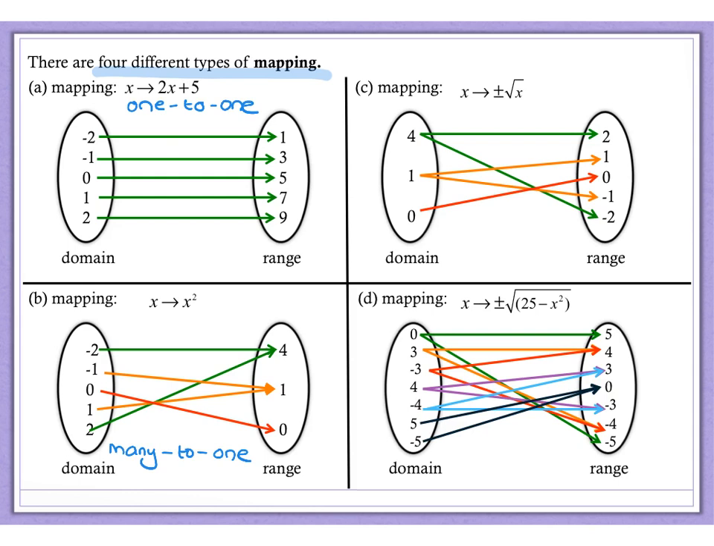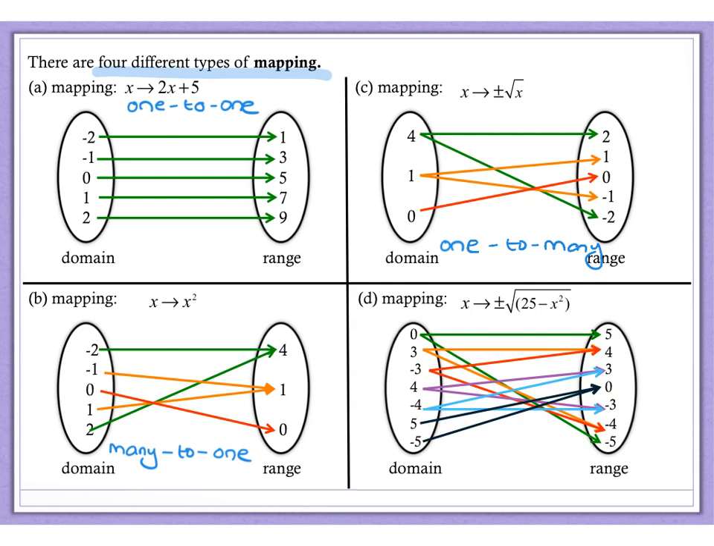The opposite way round for part C, some of the inputs could map to more than one output. So for example, 4 maps to 2 and -2, whereas in example B, both -2 and 2 map to 4. So this is the other way around. It's called one-to-many mapping. And then in the last example, we had, for instance, 3 mapping to 4 and -4, and then -3 also mapping to 4 and -4.